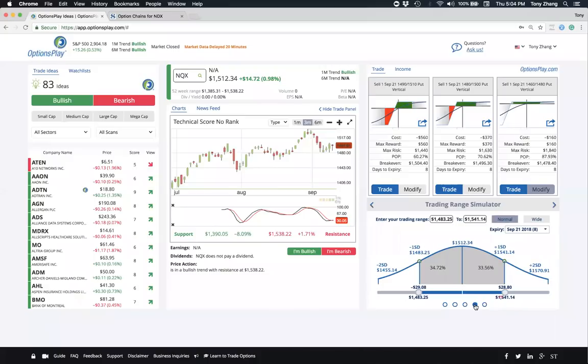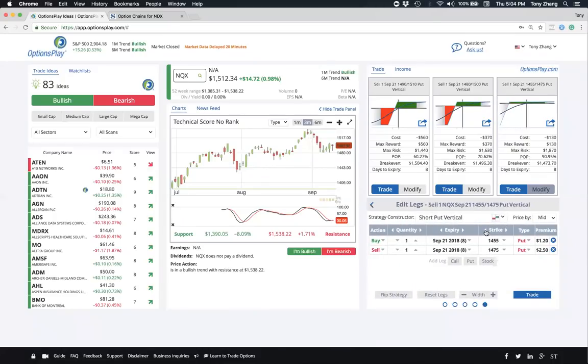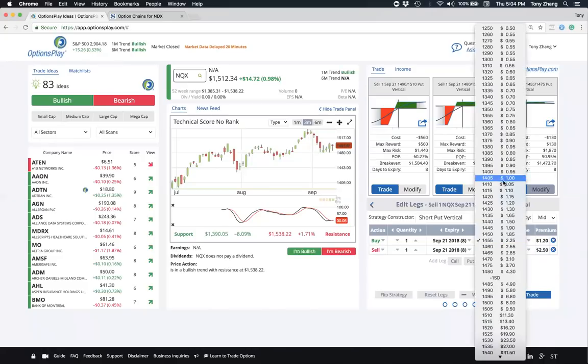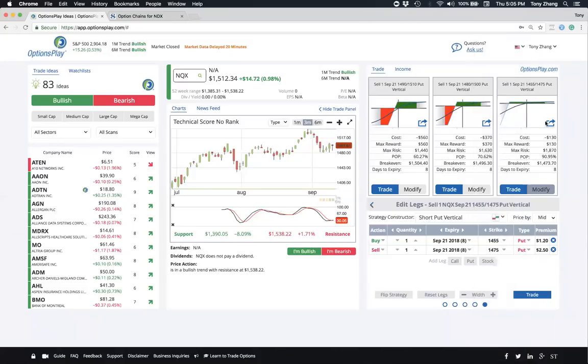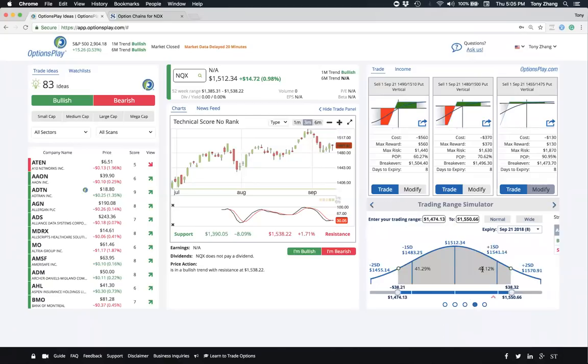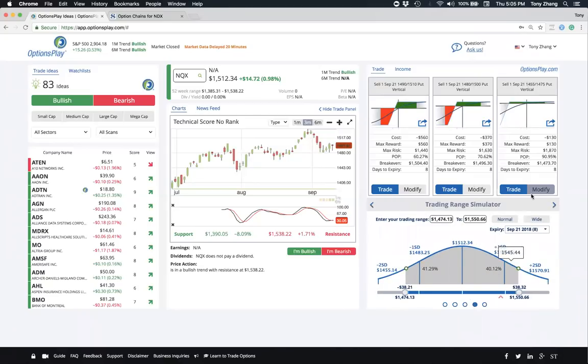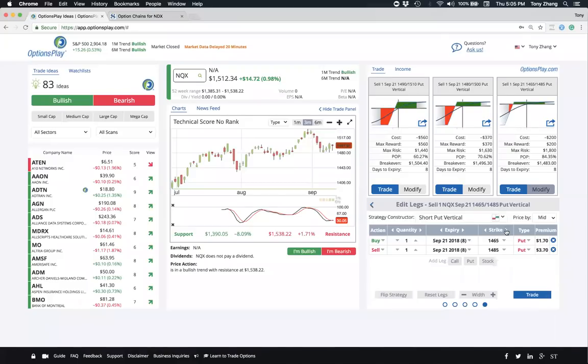One of the things that you can also do with this tool is, as you can see, everything is shaded green and red. That's based on the index staying within a 1 standard deviation range. So you can use our trading range simulator and actually change the expected range that you think the index will trade in, and that will help you determine your strikes visually. You can move your strikes up or down one without having to use the strike drop downs, which sometimes is really nothing more than an educated guess at best.